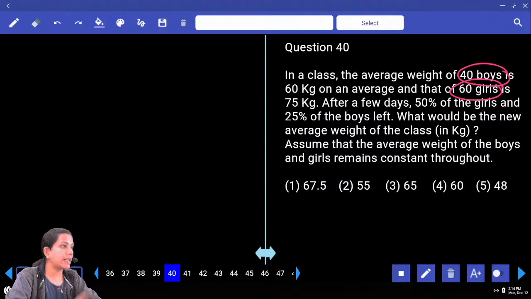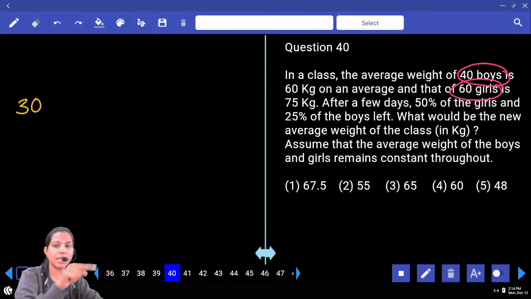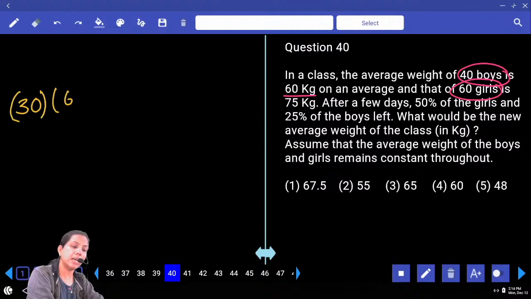25% means 10 boys left. Then what is the remaining number of boys? 30. The number of boys is 30. What is the average of the 30 boys? 60. There is no change in the average. So 30 into 60 is the present sum of the boys.